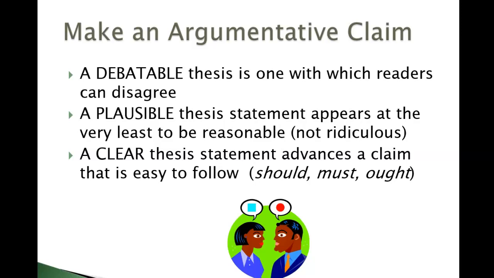Okay, the second criteria for an argumentative claim, a thesis statement, is it has to be what's called plausible. A good word for you to remember with that is possible. Okay, it has to appear, at the very least, to be reasonable and not ridiculous. Okay, so this is not the realm of throwing out some ridiculous claim that can't be done. Just like those wishes, that in our childhood heart we wish were true.